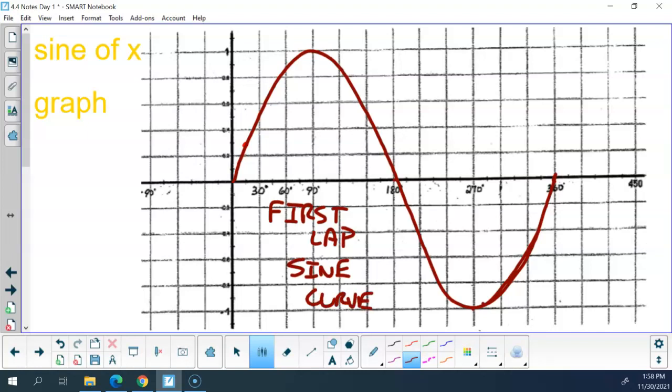Now, the thing is that this curve continues on and on and on because you would just keep going around with your angles. Okay? And so it would keep waving like that all the way through.